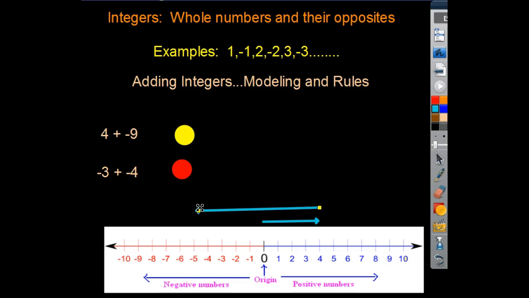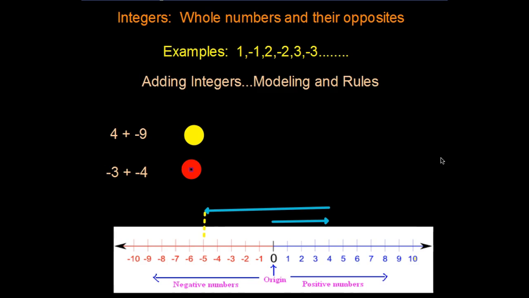Looks like it'll put me right there above that -5, and so I'm just going to show that it ends right there. And so that actually gave me the same answer as whenever I had all my positive and negative counters out here. I got to -5 there. This is how we show it on the number line. 4 plus -9 is -5.